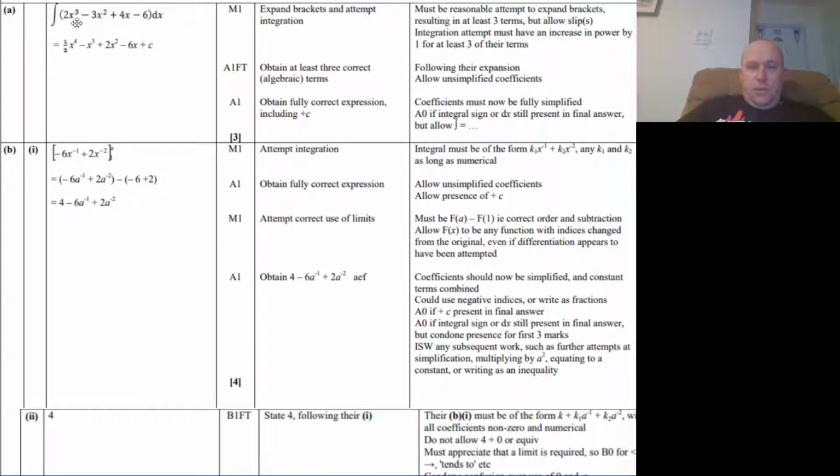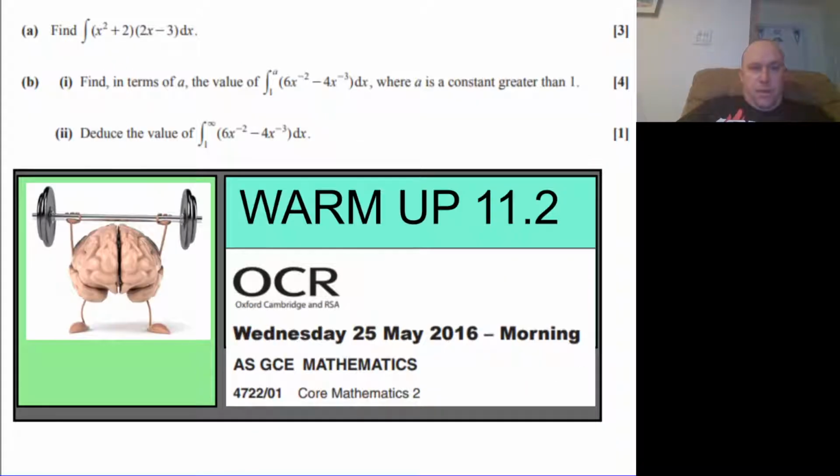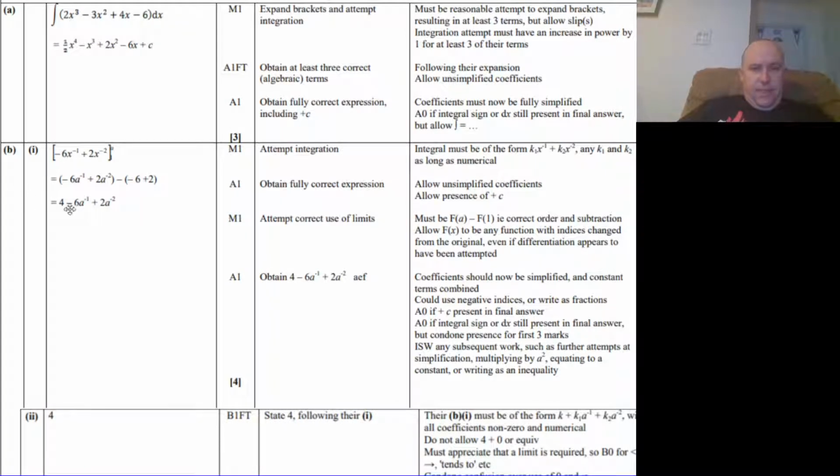I would say you can certainly multiply this out and then you can integrate this. Part B, find in terms of A the value of this. So we're going to integrate and then plug in those limits. The reason it says A is greater than 1 is because if it wasn't, then this limit would be smaller than this limit, which we don't really like for that to happen. So we substitute in the upper limit, which is A, substitute in the lower limit, which is 1, and then you have an equation that you can try and solve.